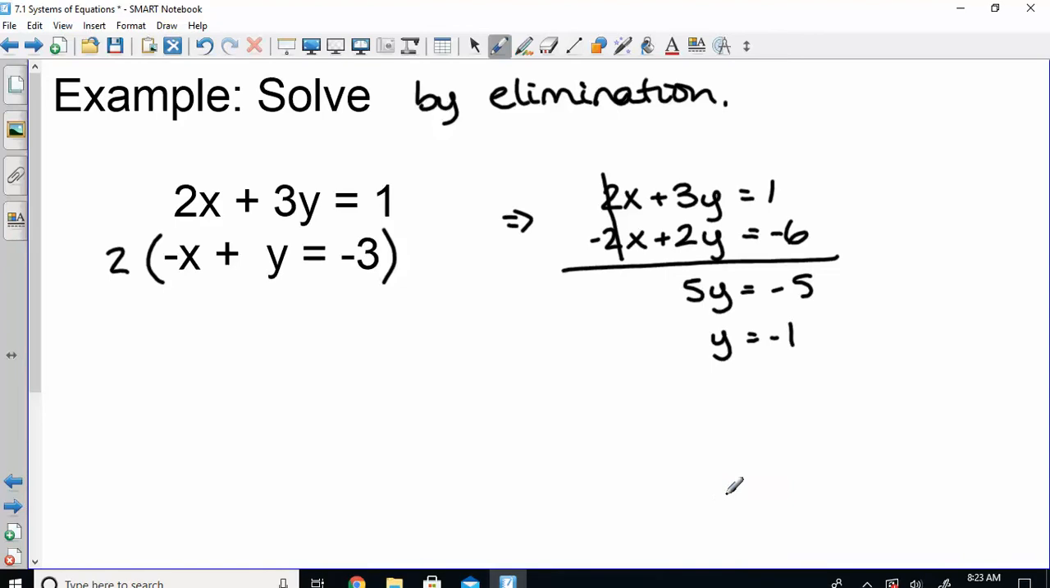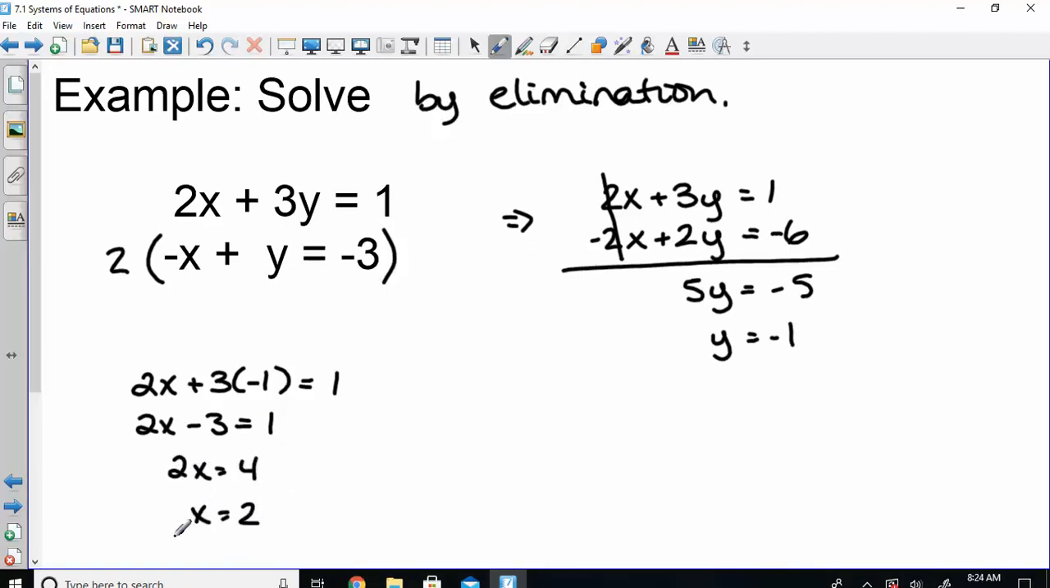Once I have y, how do I get my x? Plug it back in. You can put it into either of the originals. Doesn't matter a bit. So if I put it into the first one, we get 2x minus 3 equals 1. So if you add over your 3, divide by 2, and x is 2. So my answer is the point 2 comma negative 1.